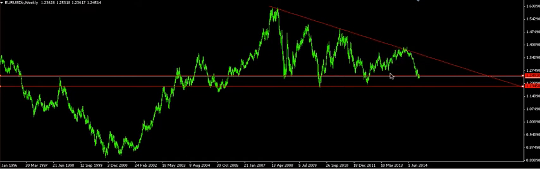So after drawing the lines, what are you going to do? What are you going to look at? You're going to look at the way the price is.